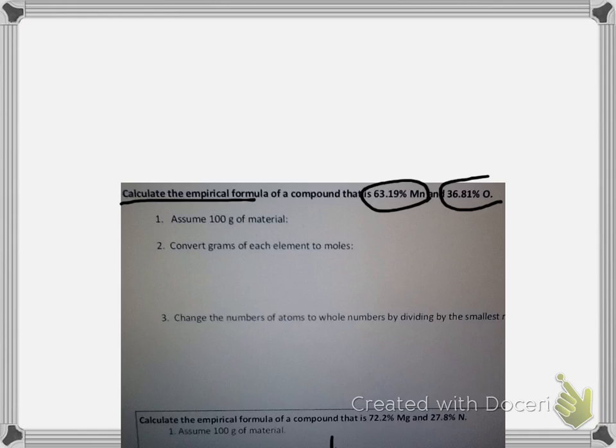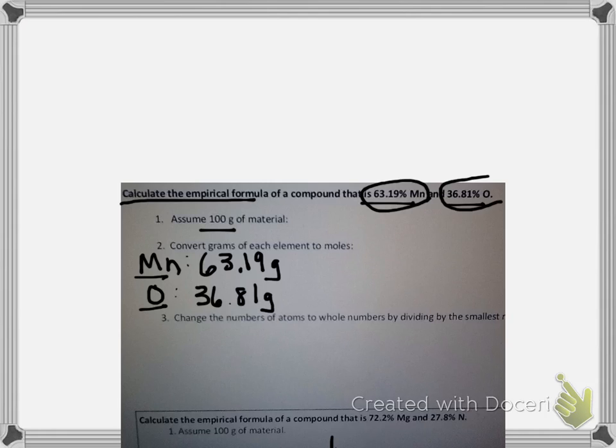First thing we're going to do is assume we have 100 grams of the compound total. If I have 100 grams of the compound total, I've got my manganese, I've got my oxygen. The first thing I can do is take the percents and immediately convert them to grams. 63.19% mass of 100 grams is 63.19 grams of manganese and 36.81 grams of oxygen. Now I've got the gram to gram ratio of manganese to oxygen, but that's not what I want. Empirical formula is the simplest mole to mole ratio of elements in a compound.